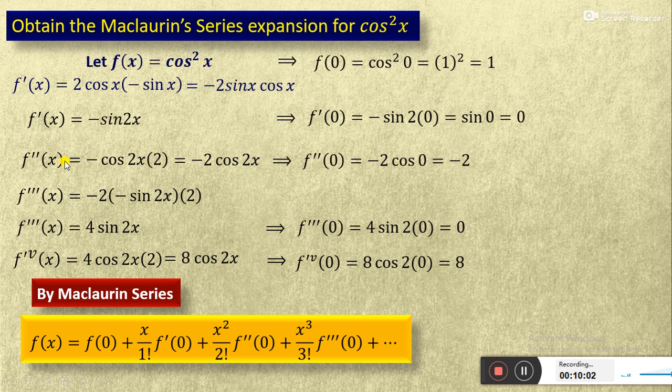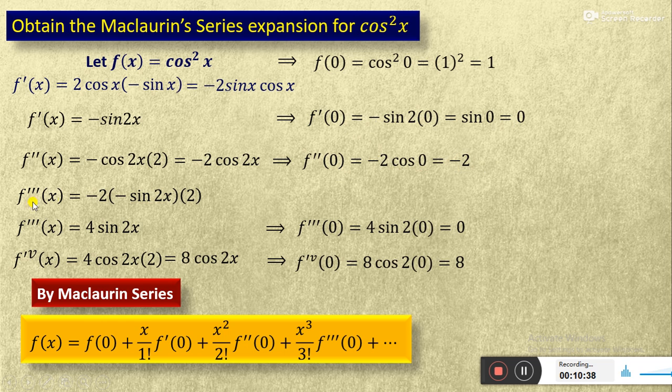Next, f double dash of x. F double dash of x means I calculate this: minus, differentiation of sin 2x is cos 2x, and the differentiation of 2x is 2. So our answer is minus 2 cos 2x. Next step, I substitute x equal to 0 to get f double dash of 0. So f double dash of 0 equal to minus 2 into cos 2 into 0, cos 0. Cos 0 value is 1. So f double dash of 0 equal to minus 2. F dash of 0 equal to 0.